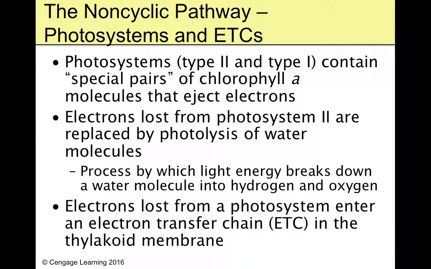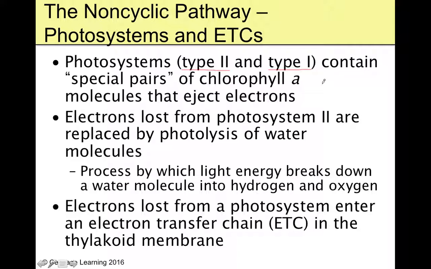Alrighty, so non-cyclic pathway. Our photosystems, there's type 2 and type 1. Please note that they are not named in the order that they occur in this process. They are named in the order they were discovered. And so photosystem 2 comes first in the process of photosynthesis, and photosystem 1 is used later. It just happens that photosystem 1 was discovered prior to photosystem 2.